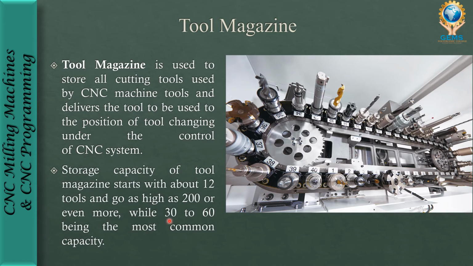The storage capacity of a tool magazine starts with about 12 tools and goes as high as 200 or even more, while 30 to 60 is the most common capacity. So the storage capacity starts from a minimum of 12 to a maximum of more than 200, and averagely 30 to 60 is the most common capacity of tool magazine storage used in the manufacturing industries.